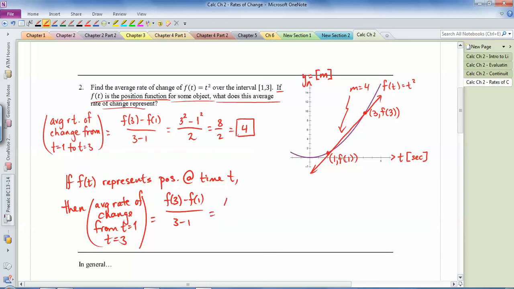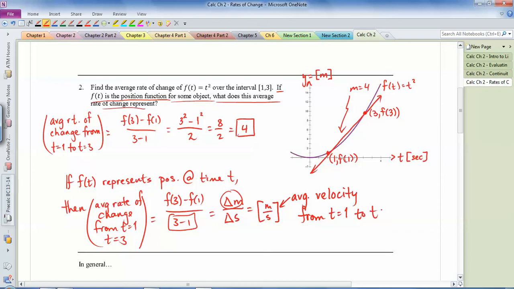But think of it this way. It's a change in meters over a change in time. A change in seconds, let's say, if we're looking at the units. So it's actually telling me over that certain time increment, over the 2 seconds, how many meters I've moved. So ultimately, the units for this thing are going to be in meters per second, and it tells me what my average velocity was from t equals 1 to t equals 3.